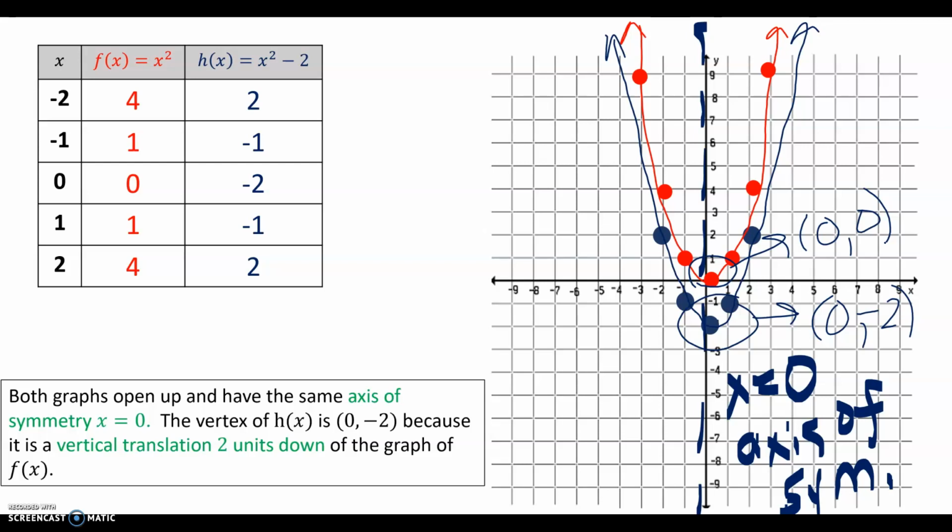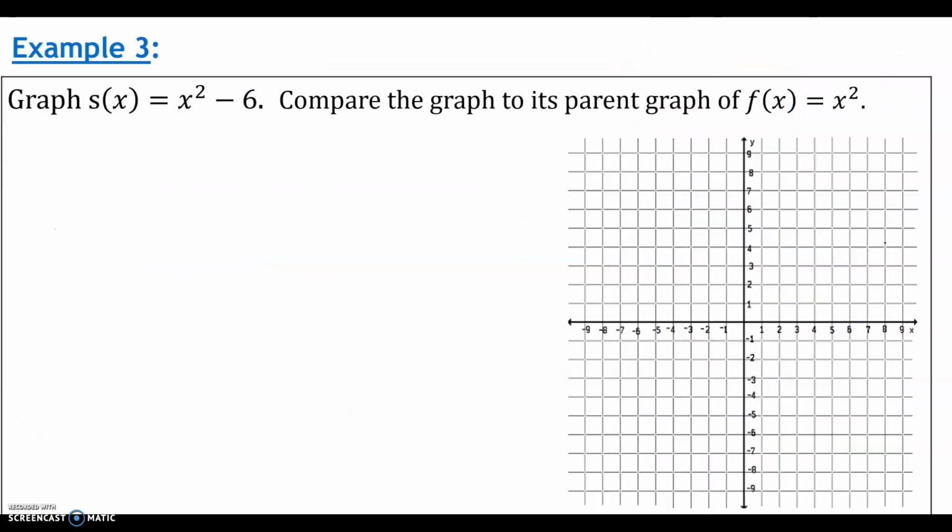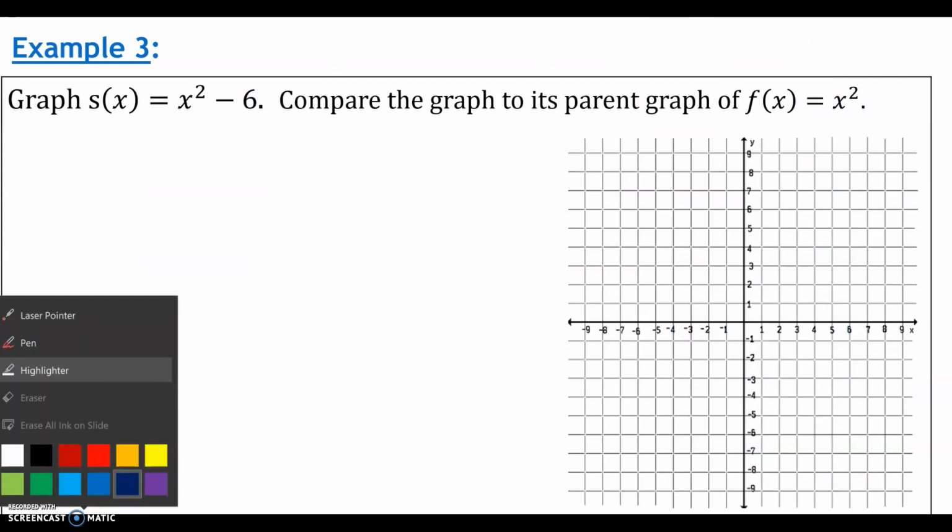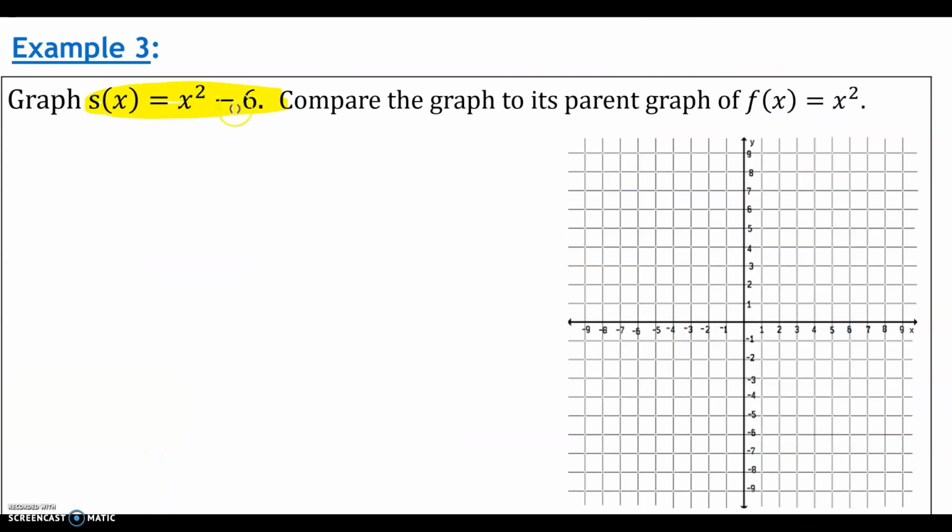Okay? And you boys, trust me, you will get the hang of this, okay? We're going to do it in baby steps, and then next week we're going to put it all together. Let's do one more. All right, so this one is s of x. So it's x squared minus 6, and again, we're going to compare it to our parent function. Table of values.